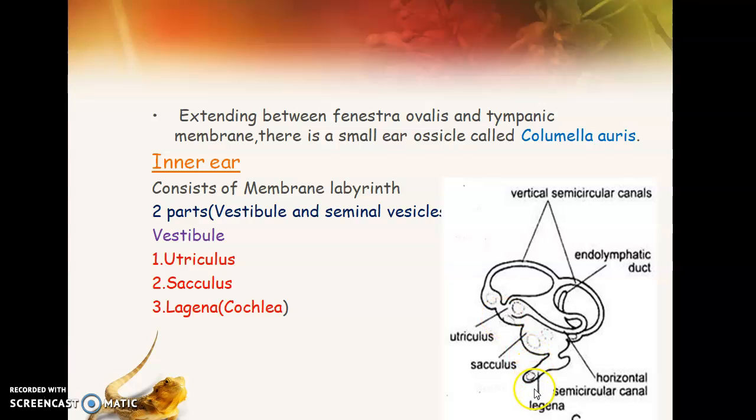This lagena is actually the cochlea, or the spirally coiled structure, so the lagena is somewhat similar to the cochlea. These three parts make up the vestibule. Then the second part is the semicircular canals.